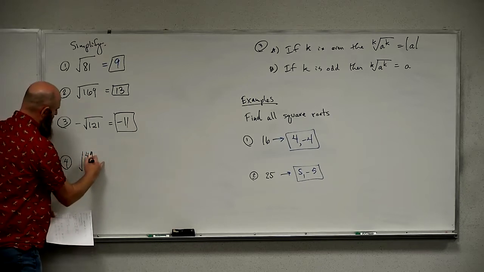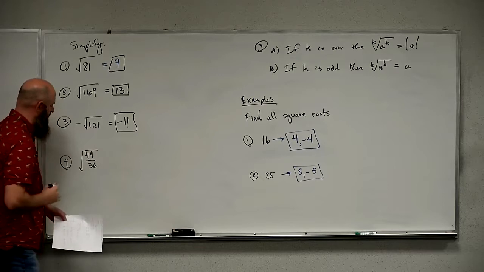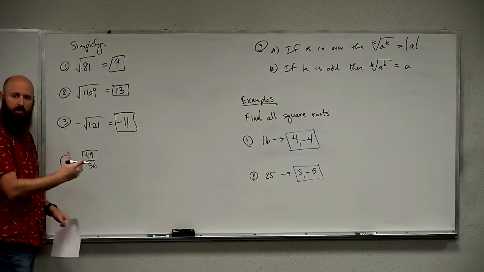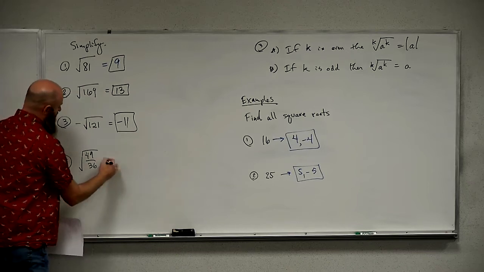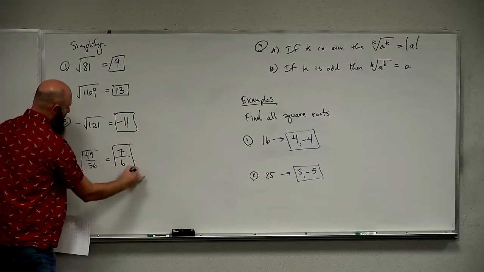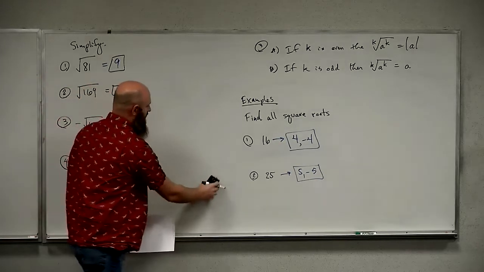Square root of 49 over 36. Well, we can actually break those apart. Just take the square root of each one. We'll learn that official formula later on. The square root of 49 is 7. Square root of 36 is 6. So we get 7 over 6.